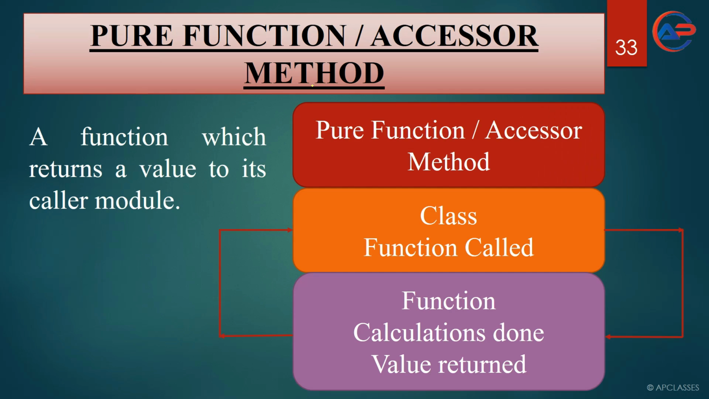Let's move to the pure function, or accessor method. What is a pure function? It's very simple. A function which returns a value to its caller module is called a pure function. So a method which returns a value is called a pure function. When you see a method is returning something, that is called a pure function, right?